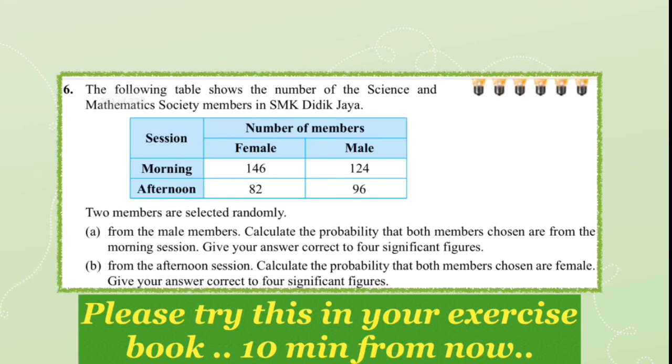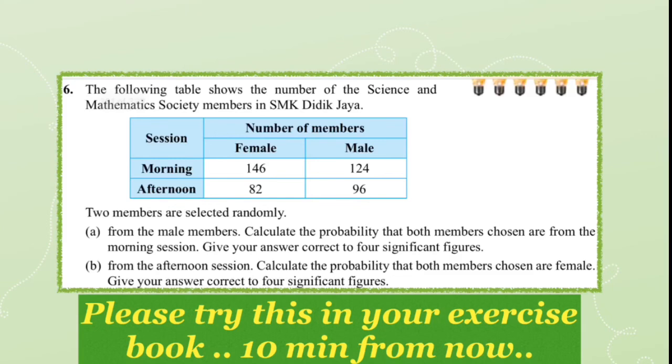Calculate the probability that both members chosen are from the morning session. This is your event, morning session. Give your answer correct to 4 significant figures. Please follow the instruction, 4 significant figures. Okay, that is part A. For part B, from the afternoon session, calculate the probability that both members chosen are female. Give your answer correct to 4 significant figures.